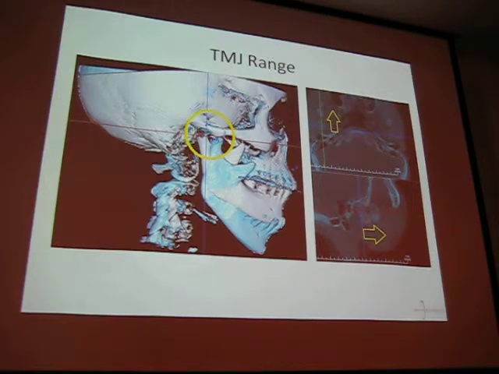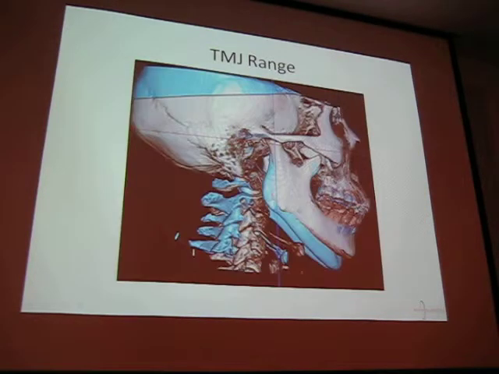So the ability to see that, and to see the range of motion is powerful, especially when it's asymmetric, and you see one side's locked. Something like this. Open and closed, it's not moving. And that tells a huge, huge story.